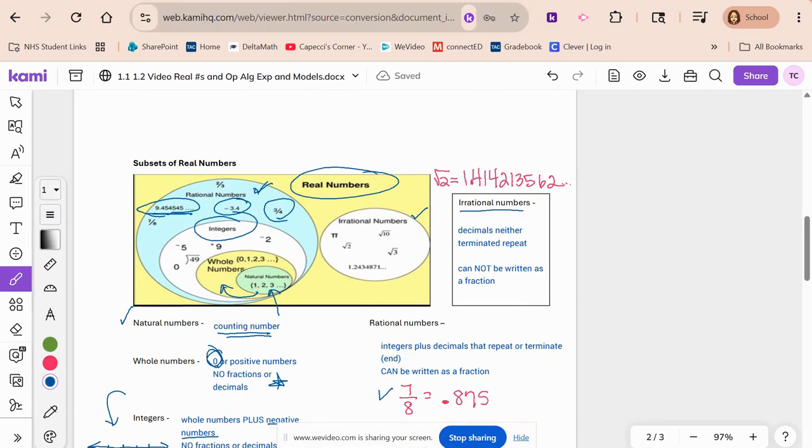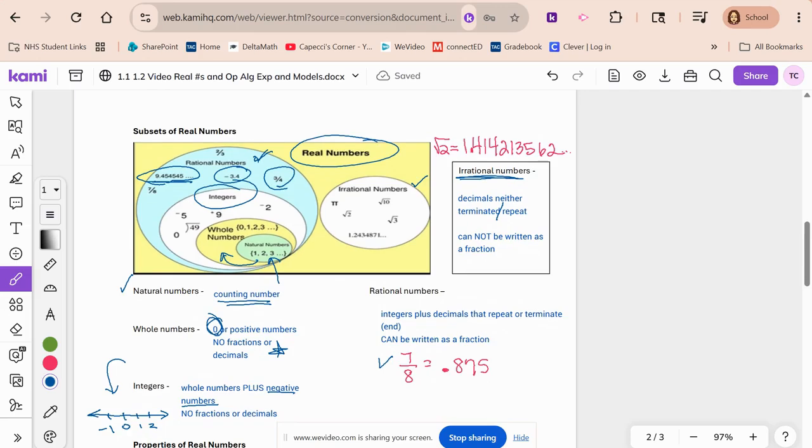Now, if I look at irrational numbers, those numbers neither terminate nor repeat. And again, they cannot be written as a fraction. So if I look at this value here, like we know pi, right? Pi is 3.14, and it keeps going on and on and on. It never ends, and it does not have a pattern to it. Same thing with square root of 2. It starts like this, and those numbers keep going with no pattern. They're considered irrational numbers.